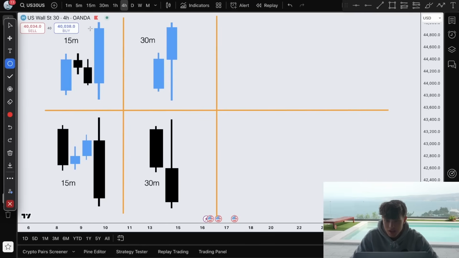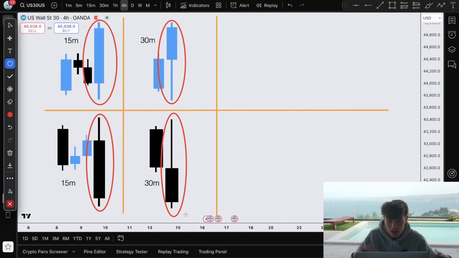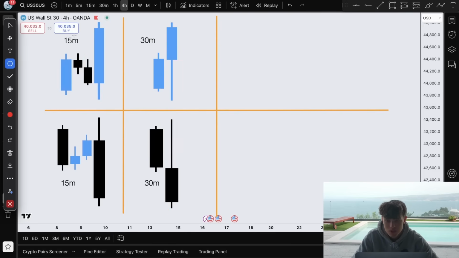So here we are on the chart now. And this is basically the candle, but it's not that easy. You can't just see this and then take a buy or sell. You need to understand where it happens, how it happens, and how it works. I've also drawn on the 30-minute: 30-minute bullish, 15-minute bullish, 15-minute bearish, and 30-minute bearish.